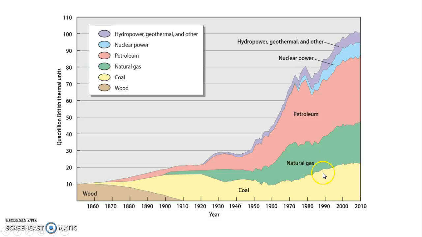So overall, the amount of energy used has increased, and so have the different sources, but natural gas has become a bigger portion of what it used to be. And then we also have nuclear energy coming into the mix in the 70s and beyond.